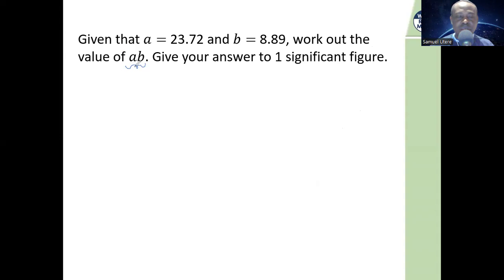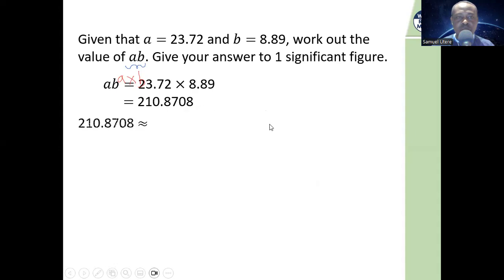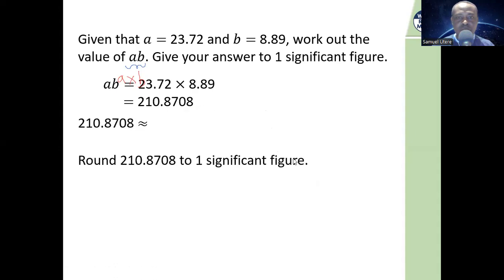So whenever we see letters next to each other, it means they're times each other. You remember? All right. So this is the same thing as this. So you can now use a calculator to do this. And then once you've got your answer, you can round this to one significant figure, which obviously will be 200. Okay. So you could have done this really quickly.